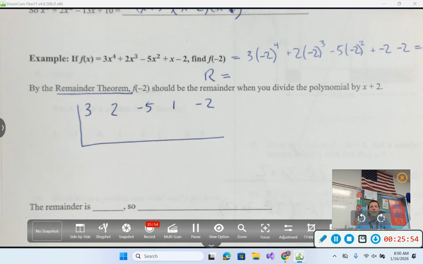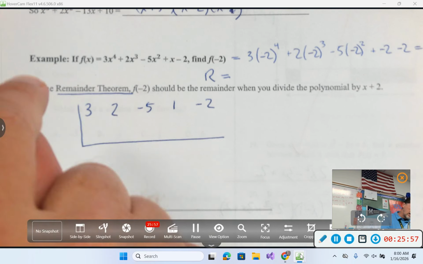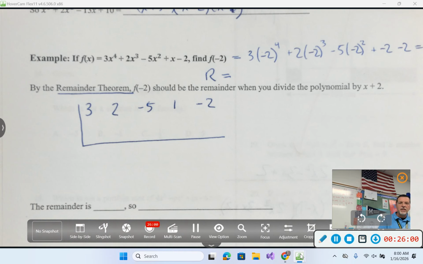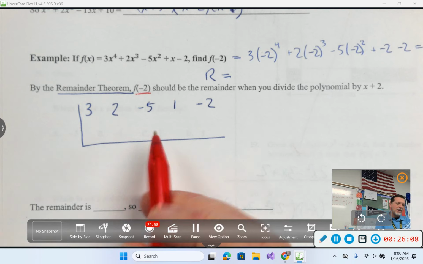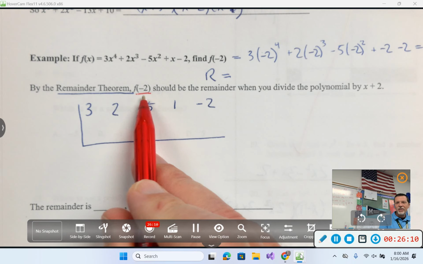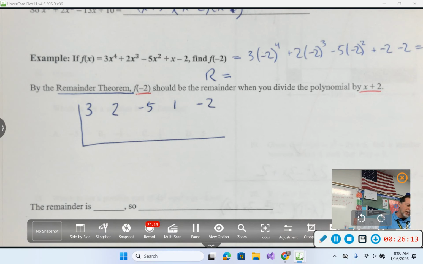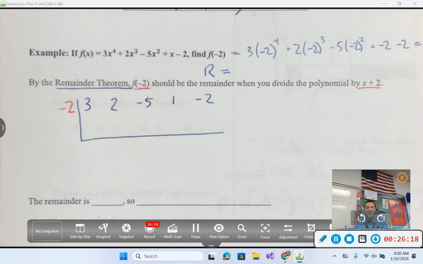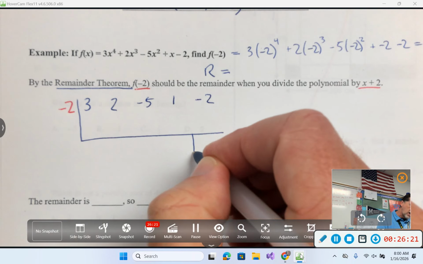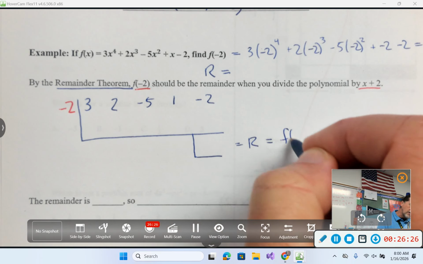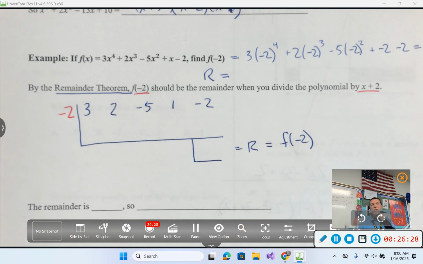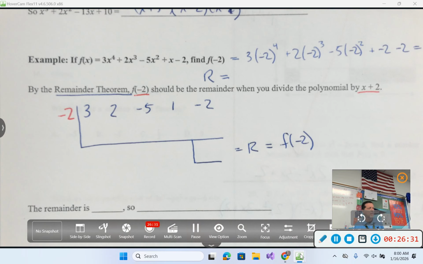Okay, here's the tricky part. What number is going to go out front? Yeah, f of negative 2. So we kind of go the long way around to get there. If negative 2 is the answer, then x plus 2 was the factor, which means negative 2 is what we'll use to synthetic divide with. And whatever we get for the remainder is f of negative 2.